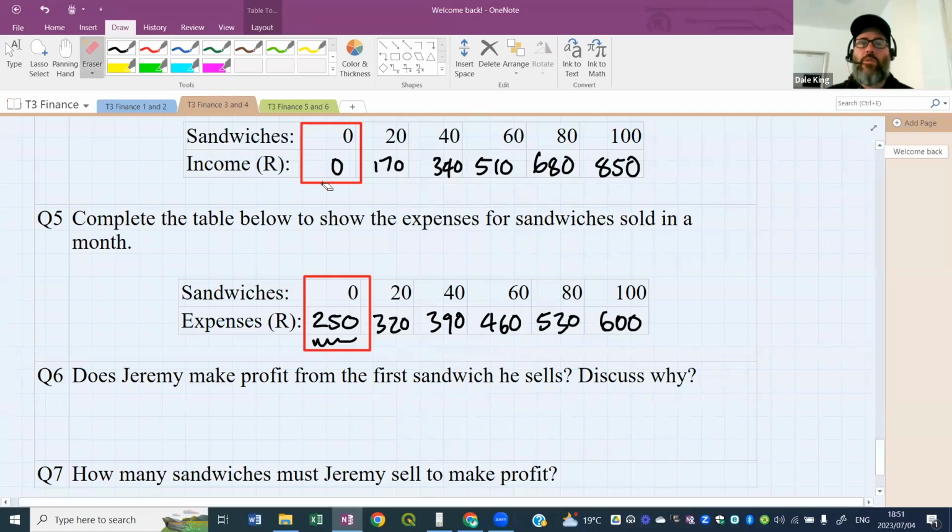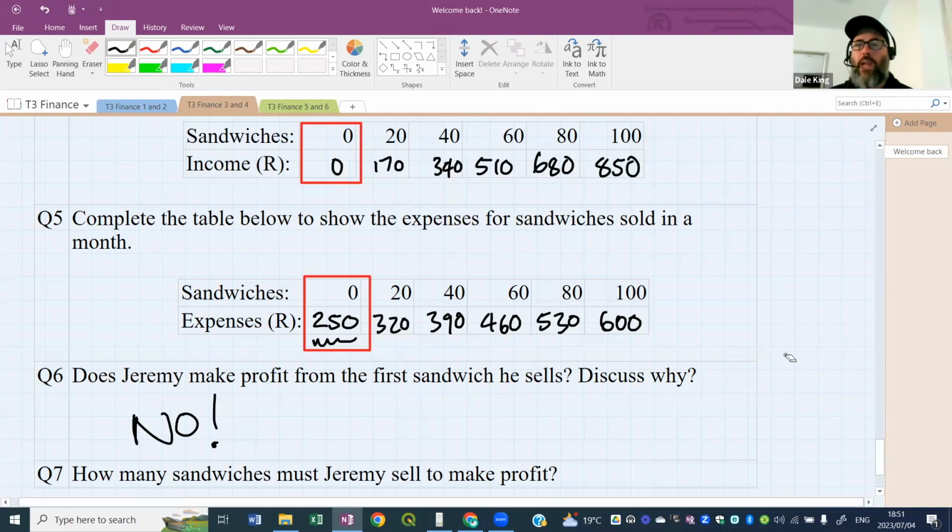Okay, for 0 sandwiches. Do you think he will make profit if he sells one sandwich? Surely he's making money. Is it not going to be profit? Yes or no? Just type in chat. So yes, he will make profit. No. I was like, no, definitely not. If he sells one sandwich, ladies and gentlemen, put in chat. No, no profit. You guys are right. That's the first part of the answer. No, he's not making profit if he sells one sandwich.